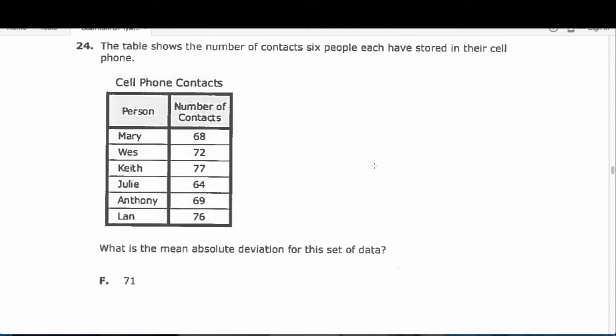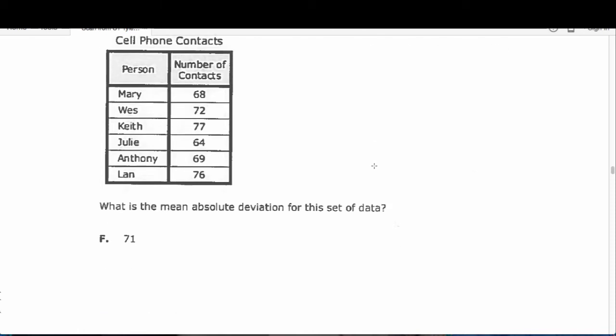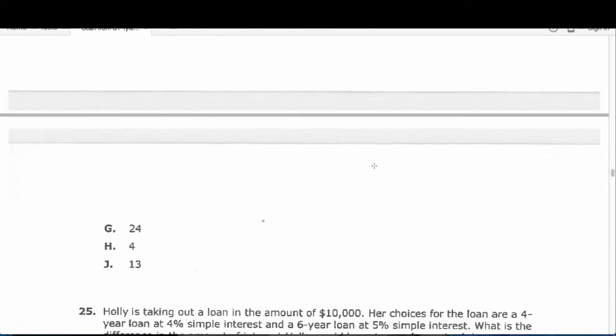Question 24. The table shows the number of contacts 6 people each have stored in their cell phone. If you need the table read, please raise your hand. What is the mean absolute deviation for this set of data? F. 71, G. 24, H. 4, J. 13.